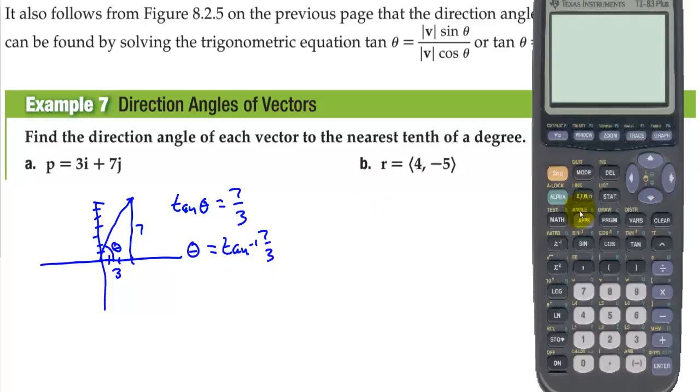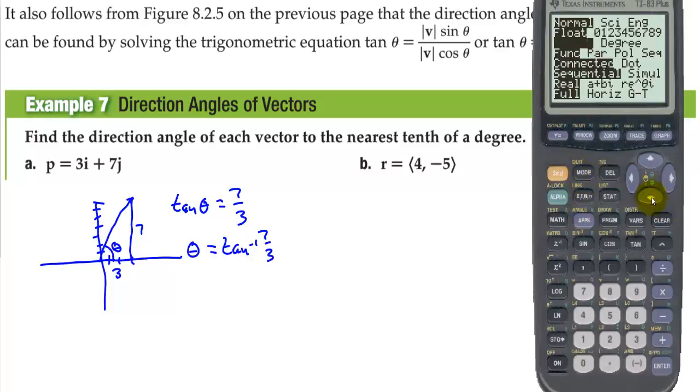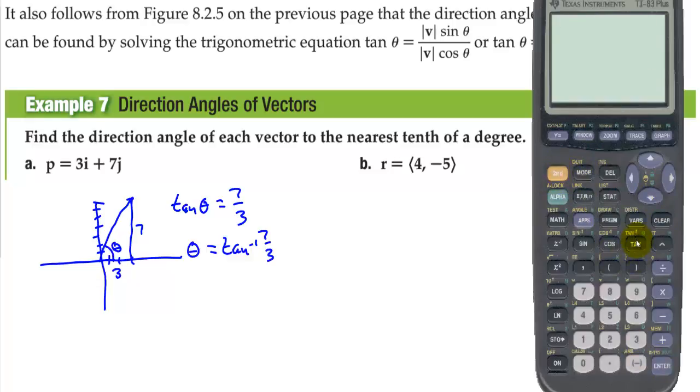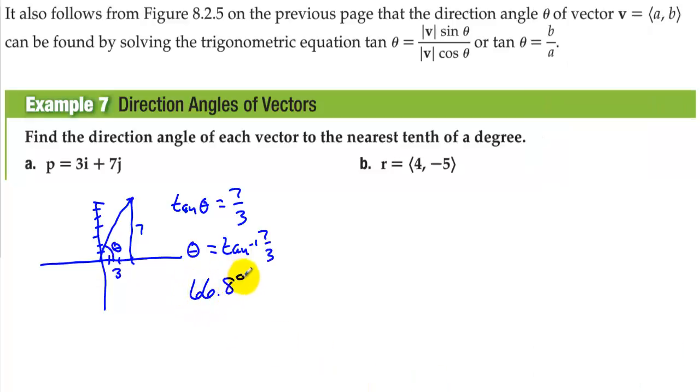So we can get out our calculator now. We're going to make sure the mode is in degrees. And we can do the inverse tangent of 7/3, and we find out that the degree angle is 66.8. So 66.8 degrees. And likewise, we have the vector 4, -5.